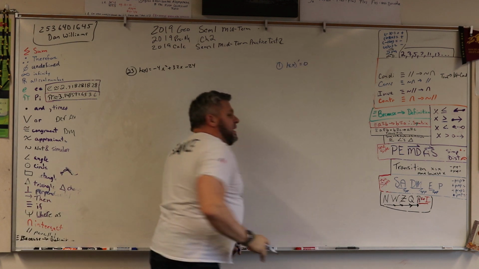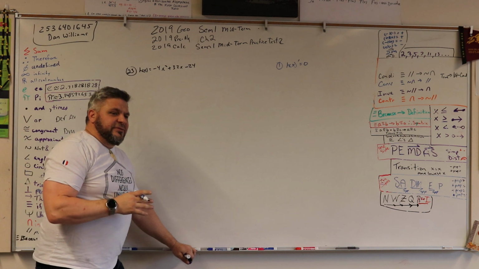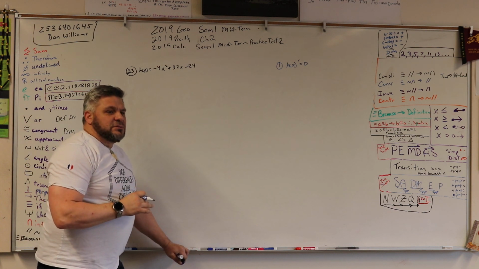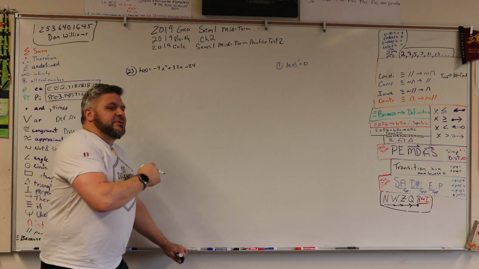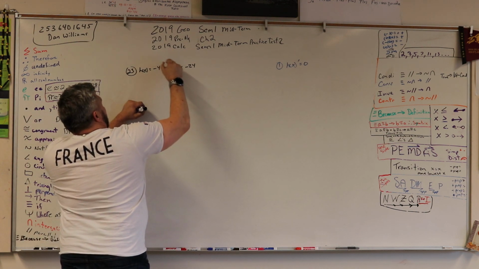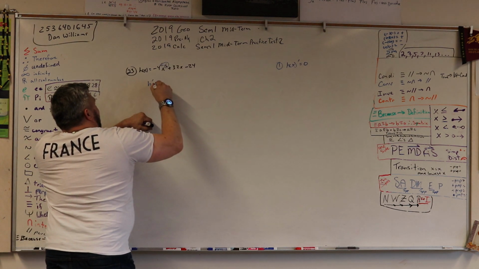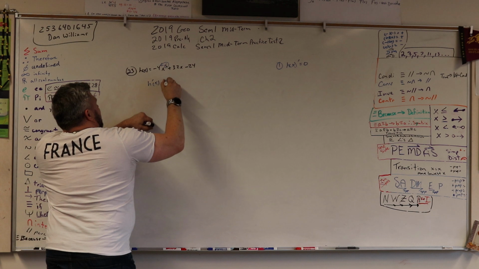So your whole key, okay, is to take the derivative of the function, right, and set it equal to 0. So how do I take the derivative? I use the power rule. What is 2 times negative 4? Negative 8. So h prime of x would equal negative 8x.